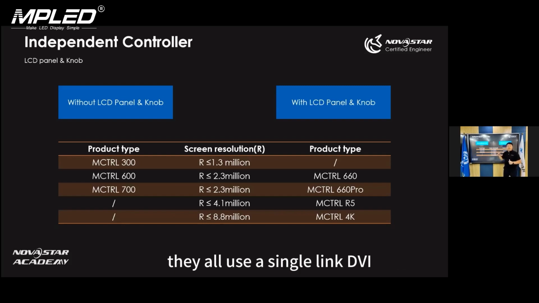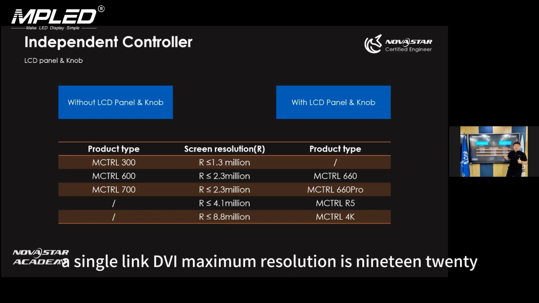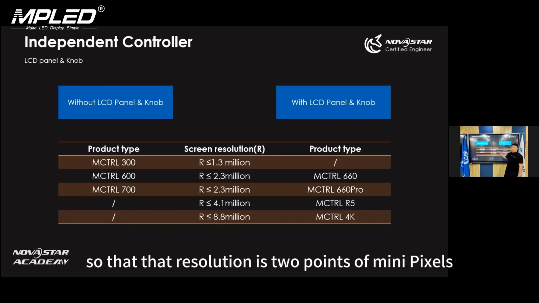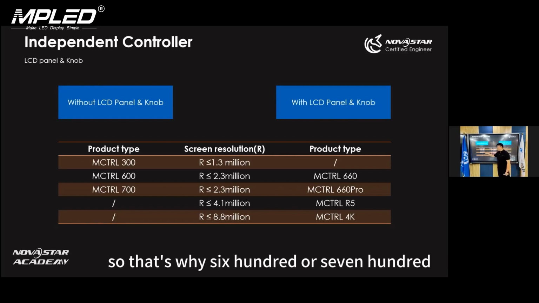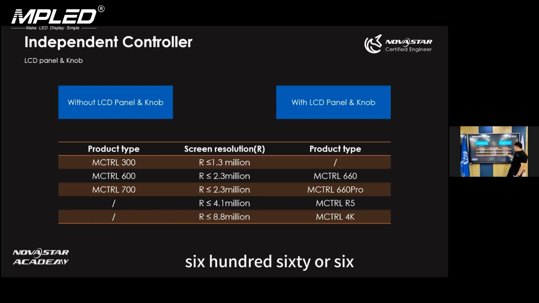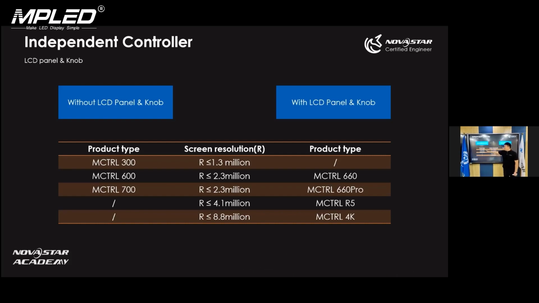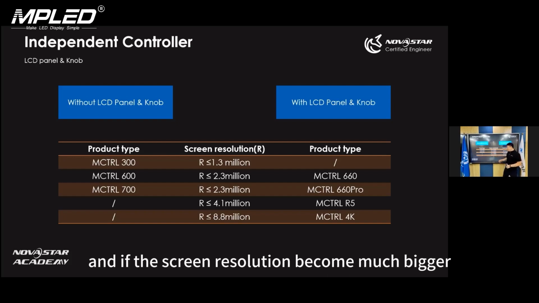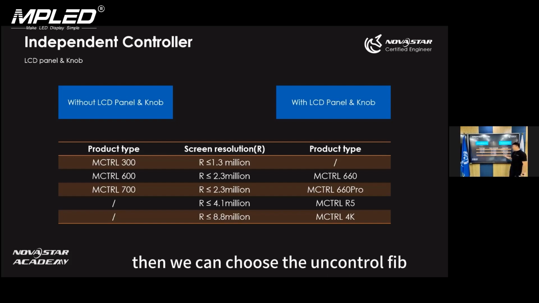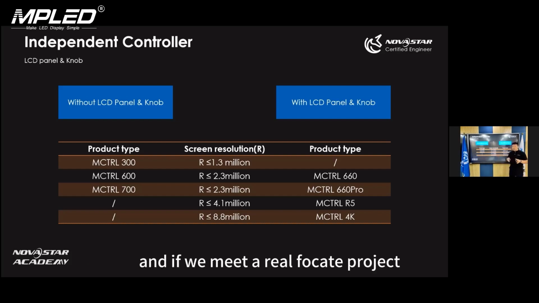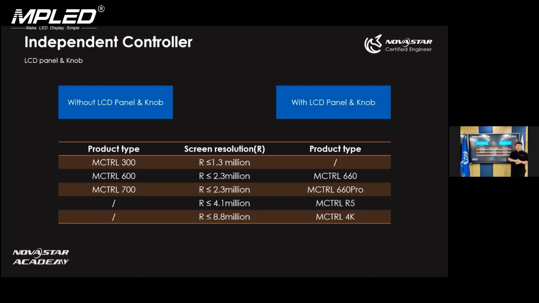They all use a single link DVI. The single link DVI maximum resolution is 1920 by 1200. That resolution is 2.3 megapixels. So that's why the 600, 700, 660, or 660 Pro all support 2.3 megapixels. So for this kind of project, you can use these products. And if the screen resolution becomes much bigger, then we can choose the M Control R5. It supports 4K by 1K resolution. And if we meet a real 4K project, then we can select the M Control 4K.